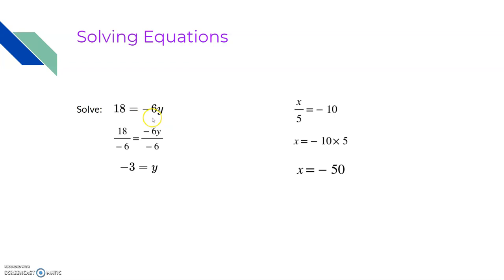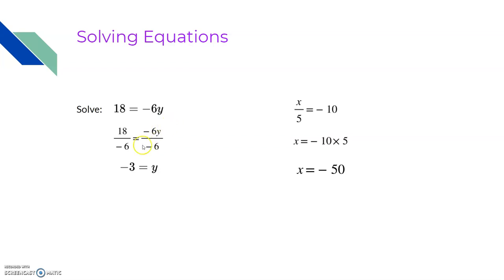We have to divide it, right? Because they're multiplying this, and now we have to divide it. We have to do it like this: 18 over minus 6 equals minus 6y over minus 6. We're not going to carry the variable because we need to get the variable alone on one side.